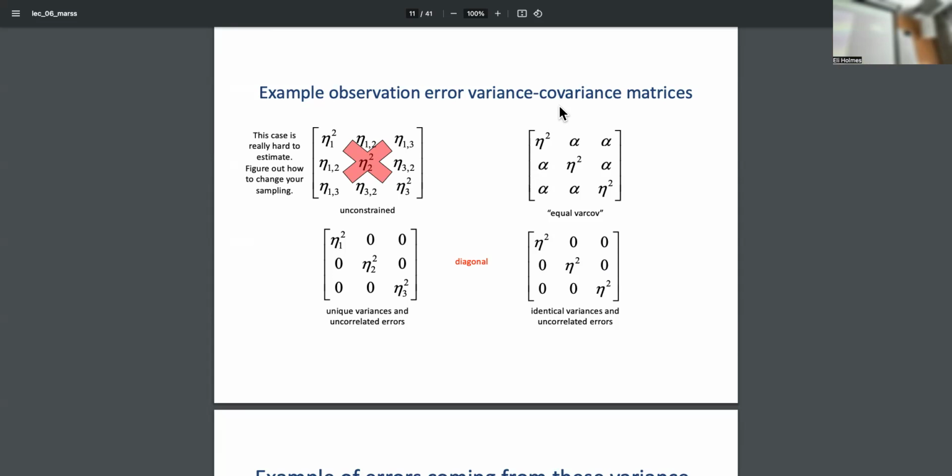This would be an example where it's completely unconstrained. We can have any types of covariance between the observations, and we can have any variances. So all these numbers are different, and all of the upper triangle numbers are all different. You don't want that. If you really think that's the case, you need to go back to the drawing board and figure out how to change your sampling or not use all your data. That's just a really hard case.